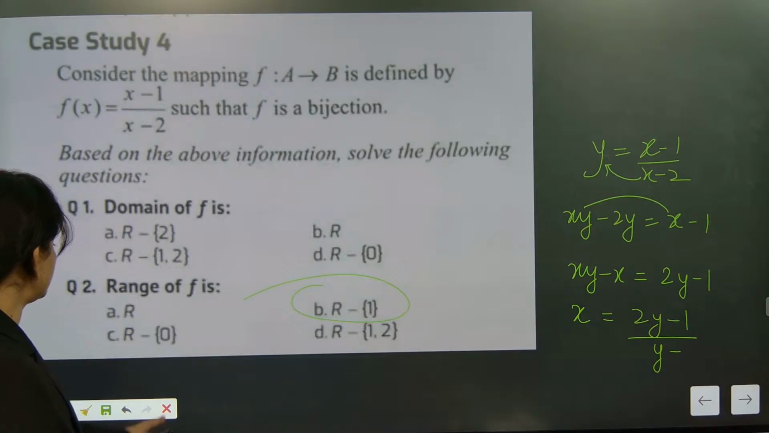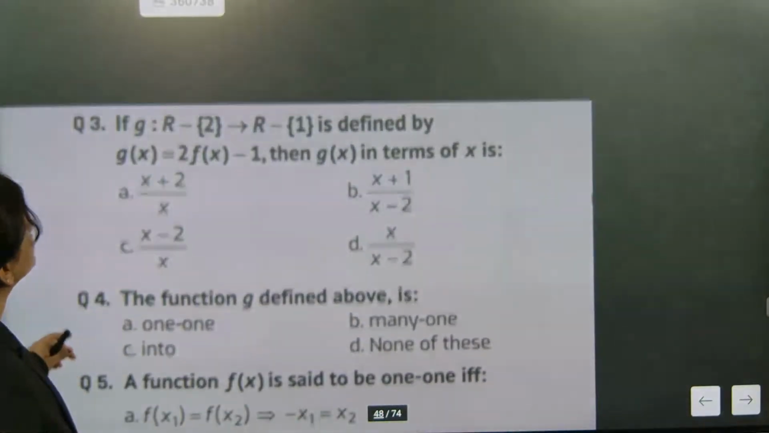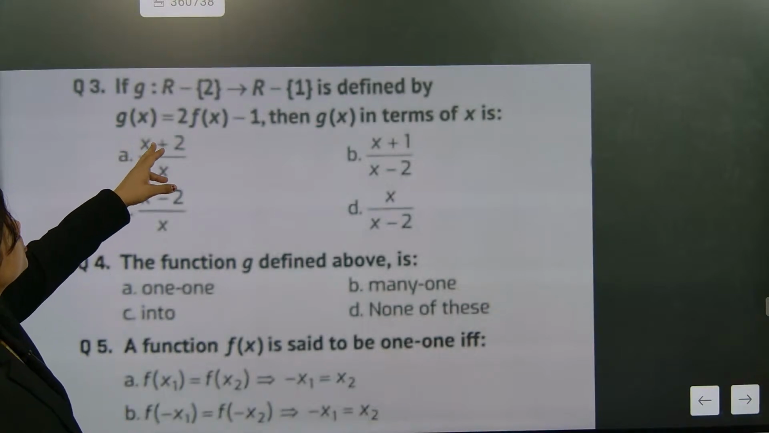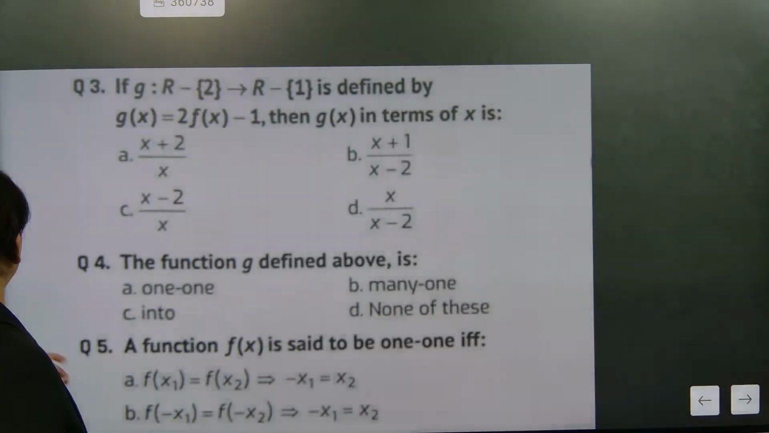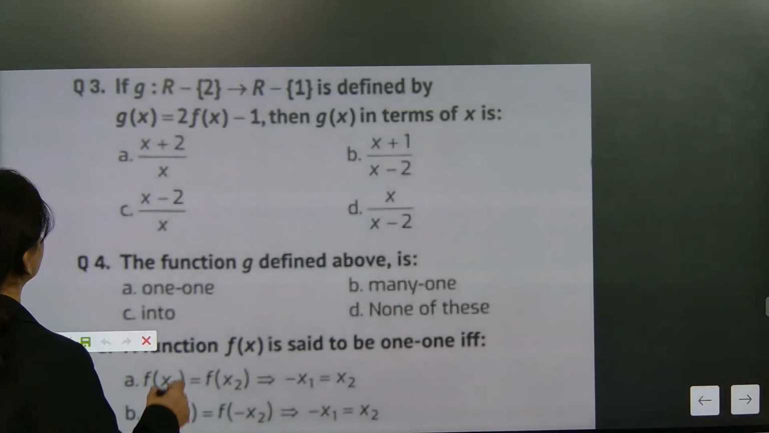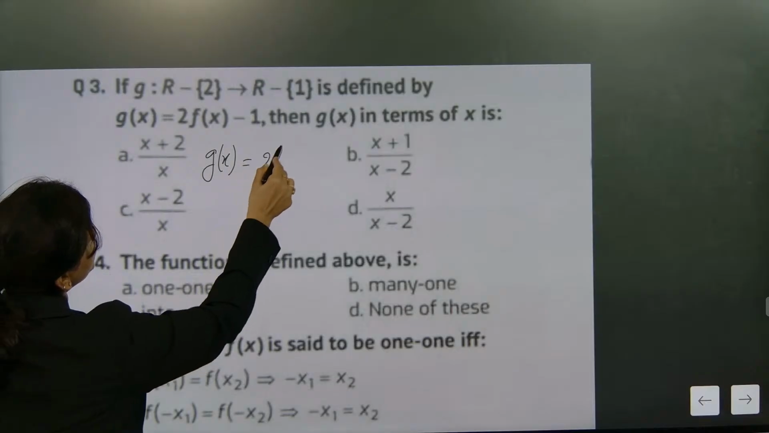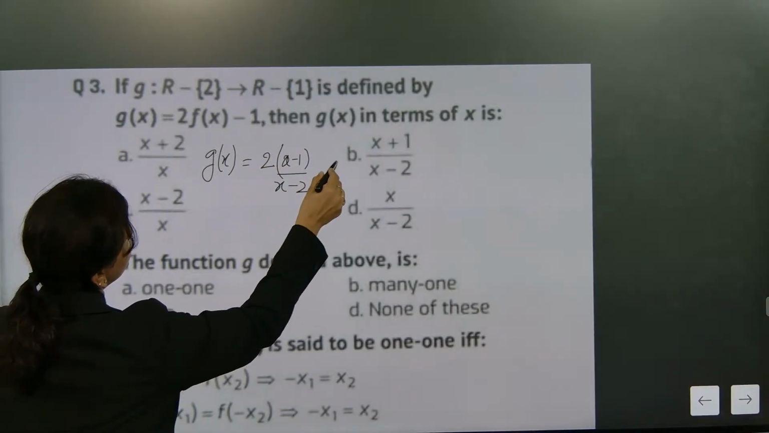See, many questions we have done. Noted now. We will go for next one. See what they are telling. This is defined as g of x is equal to 2f of x minus 1. Then g of x will be what? See, what was f of x? Can you tell me? See, g of x is another function and it is telling 2 times of (x minus 1) by (x minus 2) minus 1.